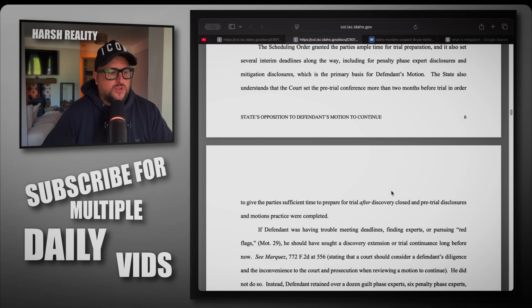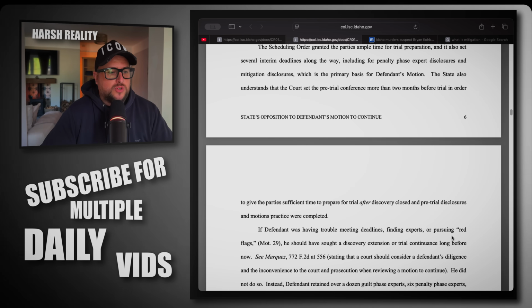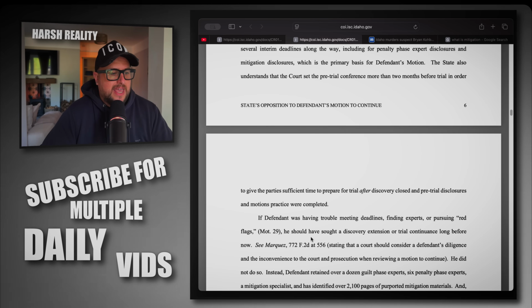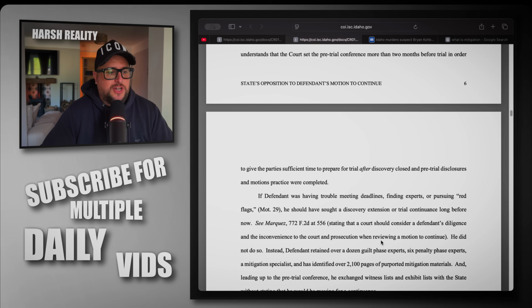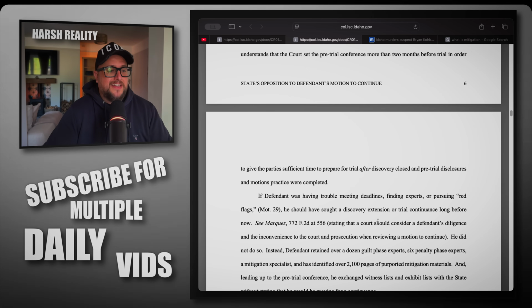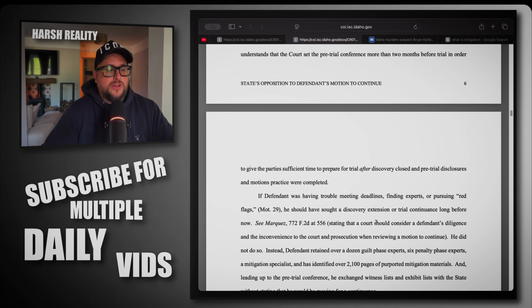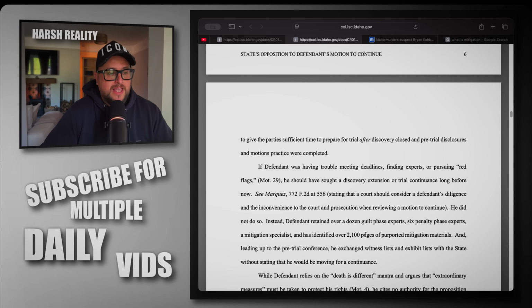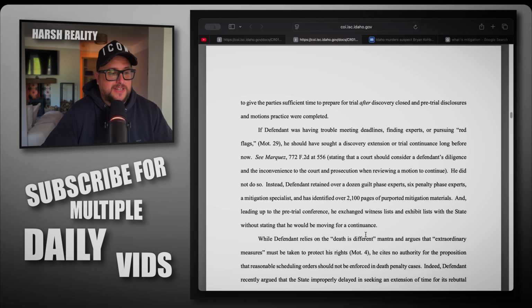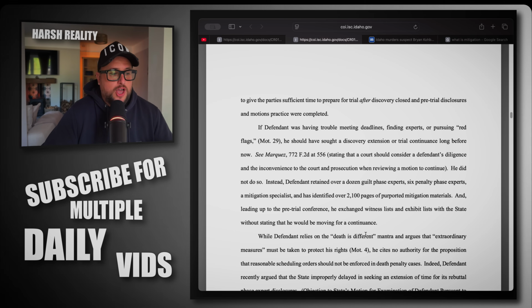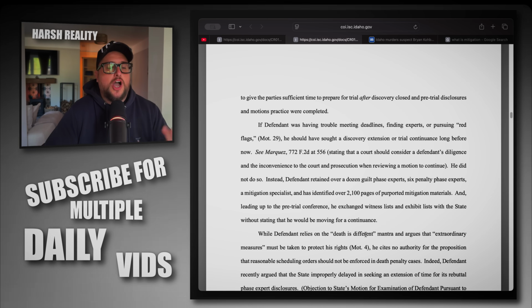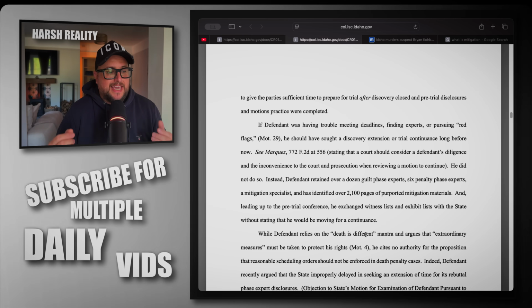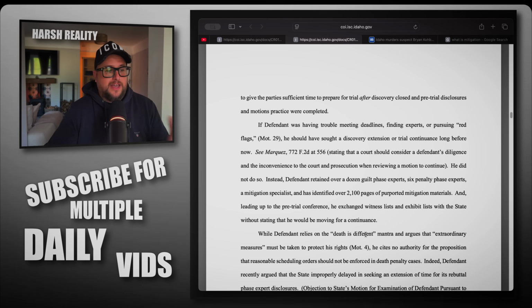If defendant was having trouble meeting deadlines, finding experts, or pursuing red flags, he should have sought a discovery extension. Are they kidding? Literally, they can put loads of stuff in, right? They can talk about loads and loads of issues within this situation, but the only one that really matters is this. Well, let's look at this.